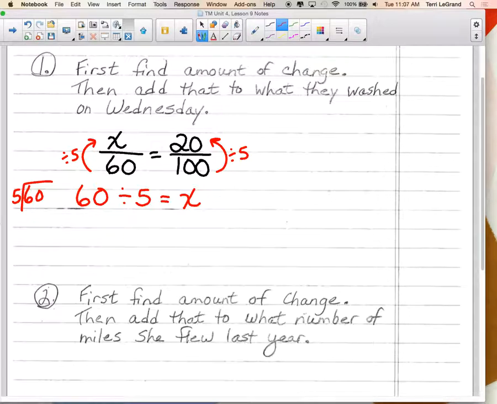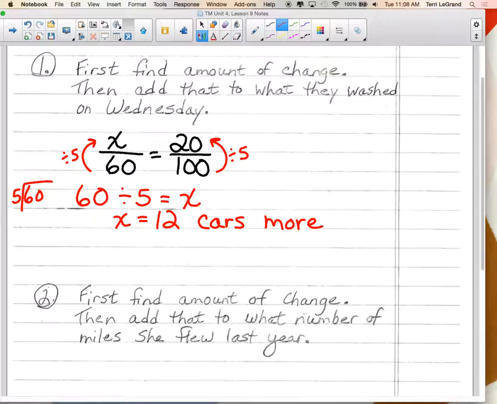Anybody got it for us? 60 divided by 5? Danny? 12. Okay. X equals 12. That's 12 what? Okay, that's 12 cars. 12 cars on Thursday? 12 cars less than Wednesday? 12 cars more than Wednesday? Wait. 12 cars more. Let's put the word more behind that even.